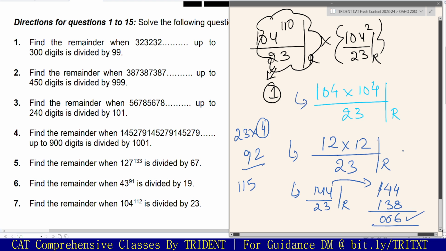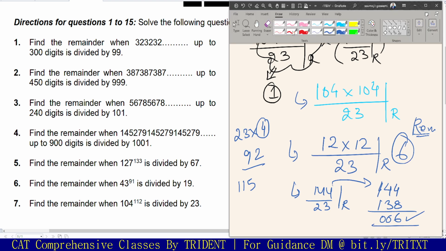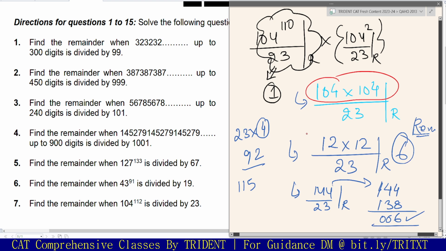Yeah, so the remainder to this question is this thing. I was trying to figure out some decent method that would help me eliminate the multiplication of these 3-digit numbers, and that basically came to me. I just replaced these numbers with the remainders that I would have got from 104 and 104. The remainders would have been 12 and 12, and 12 times 12 is 144, which is more than the divisor 23.